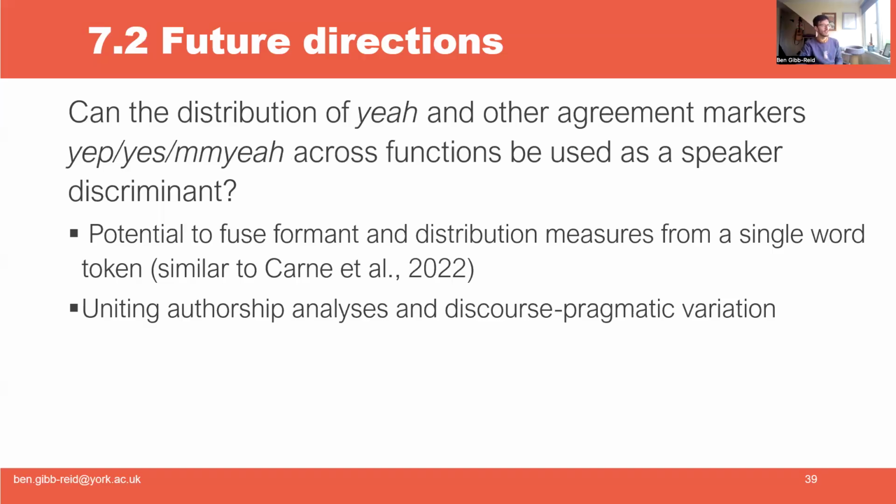I'm also really interested in seeing if distributions of yeah can be used as opposed to formants of yeah. This probably will be a slower burner thing because there's other work coming out at the moment relevant to this, which I'm really interested to see. There's work by Ishihara and Michael Kahn in Sydney. There's also work by Andrea Nini and James Tompkinson over in the UK, trying to apply some of these things, but fusing formant distribution measures, uniting authorship analyses from forensic linguistics.